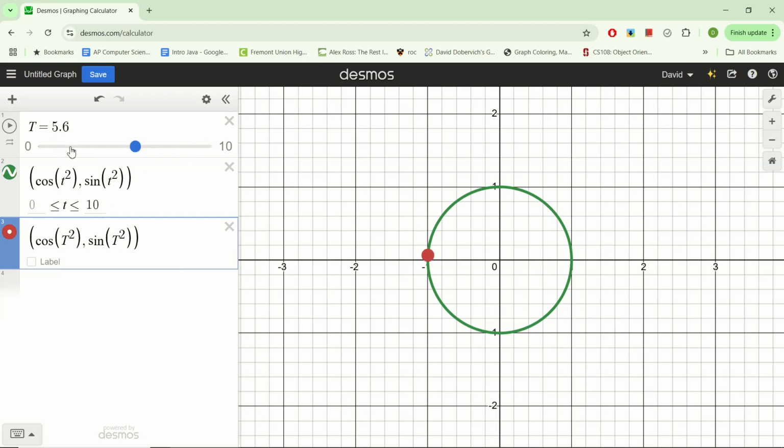So here we go. Let's go back to the beginning. So you can see that this corresponds to acceleration. Let's jump back to the page and think about why that makes sense.